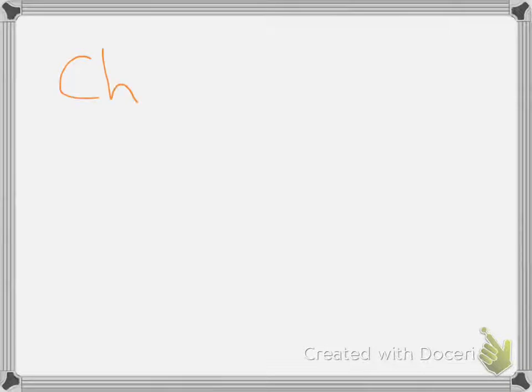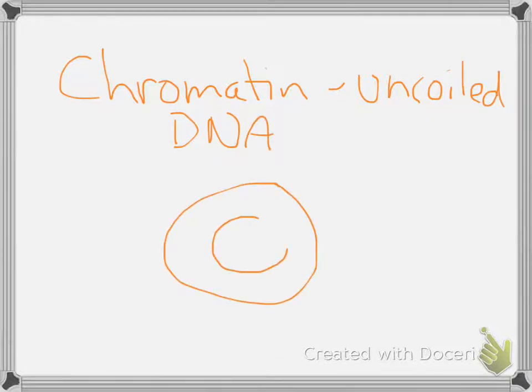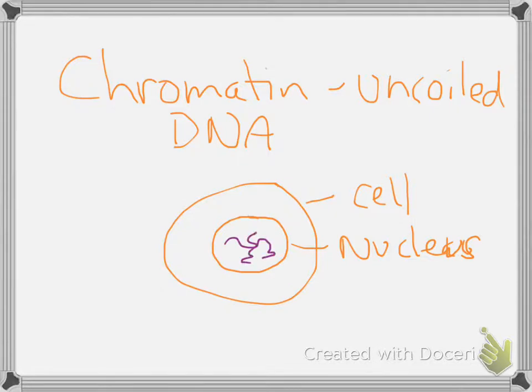Lastly, I just want to sort of give you an idea of what chromatin looks like. Remember, this is the uncoiled DNA. So if I have a cell, and inside the nucleus, this is a cell nucleus, my chromatin's going to look kind of like spaghetti. So it's all stringy and uncoiled. This would be really hard to separate in the division process. So that's why it condenses into chromosomes, and you'll learn that later as well.